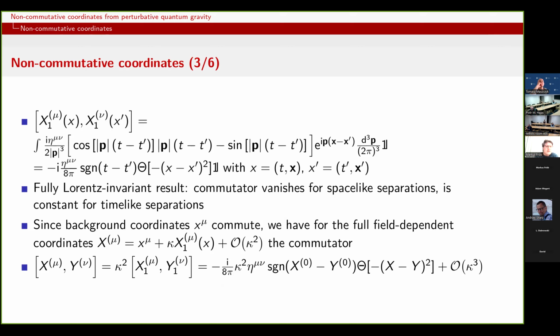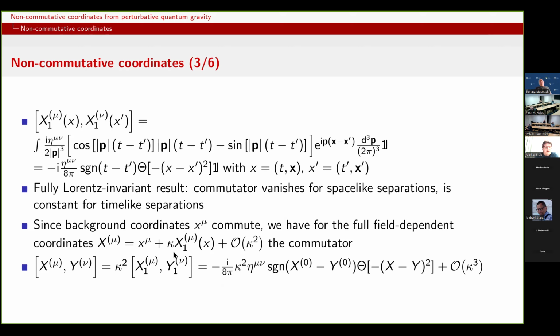That comes more or less explicitly from the fact that the commutator in the quantum theory for the metric perturbations vanishes there. And it's a constant for time-like separations, where it depends which one of the points is in the future and which one is in the past. So this is also a fully Lorentz invariant result, since being inside or outside of the light cone doesn't depend on the Lorentz transformation. In fact, we know the background coordinates commute, but these first order corrections don't.